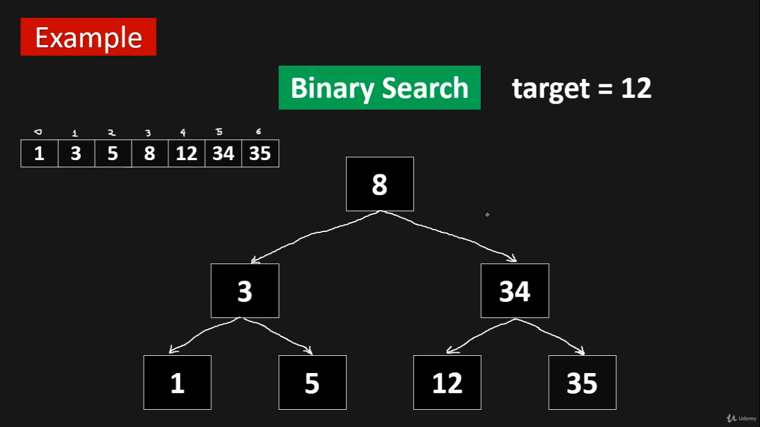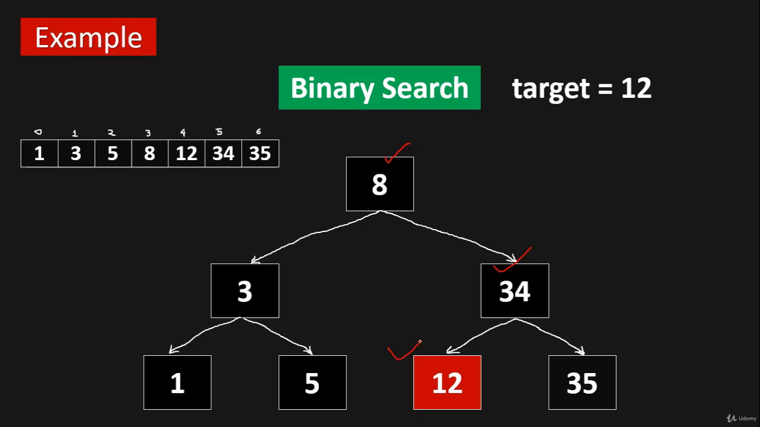Okay, now let's search for 12 in this binary search tree. First, we're going to check 8 and 12. Is 12 greater than 8? Yes, it is. So let's go to the right subtree. Now let's check the target and this value 34. We see the target is less than 34. So we'll go to the left subtree. And we found this element. Do you see here? We found 12 in 3 steps. Okay? 1 step, 2 steps, 3 steps. We don't have to visit all elements. We're just visiting 3 elements.